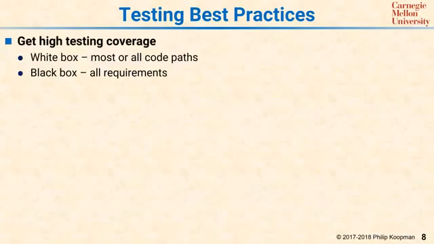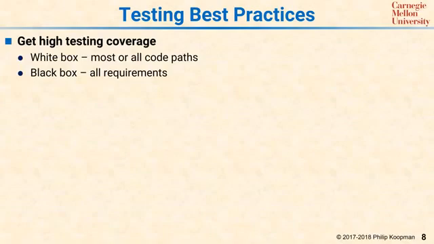Embedded software testing best practices revolve around getting the right amount of testing coverage depending on the needs of your system. Getting high testing coverage for white box means you must exercise most or all of the code paths in your software. For black box, it means you have to exercise all the requirements. And as we mentioned earlier, both white box and black box are required because each type of testing has its own type of blind spot.